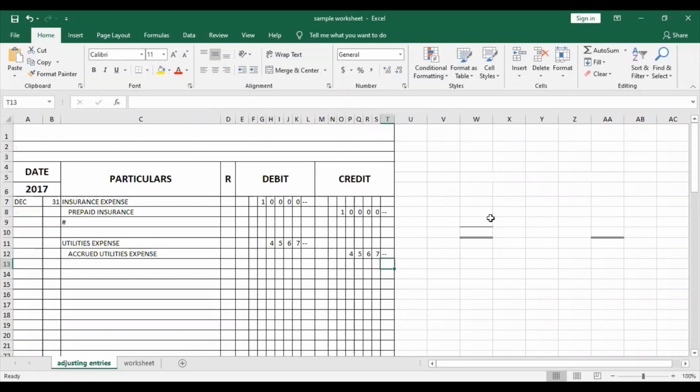Gawa tayo ng T account. Meron kang supplies expense. On the debit side, nung unadjusted trial balance mo, may recorded ka na 12,080. And then, at the end of the year, your adjusted amount of supplies expense should be 17,241.